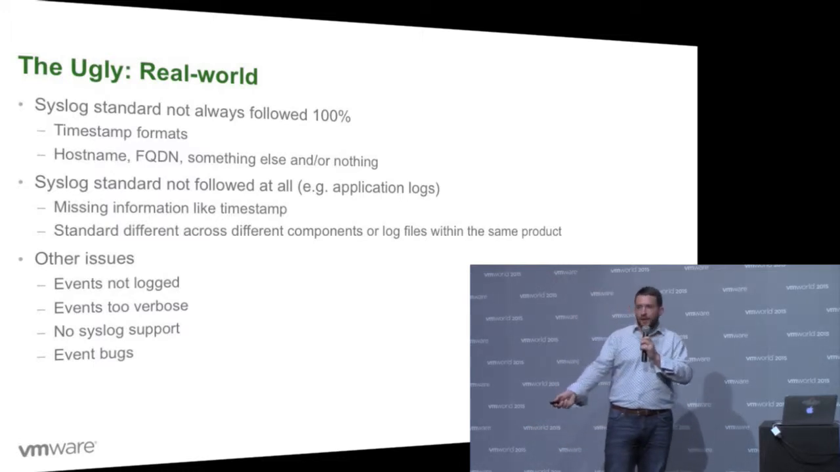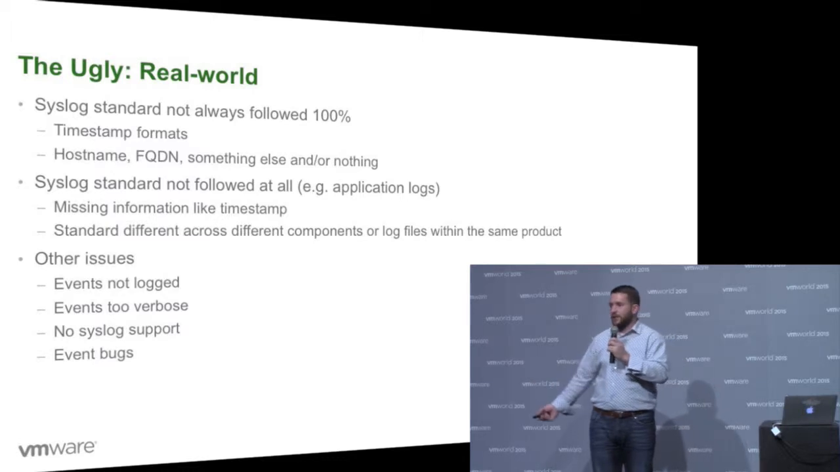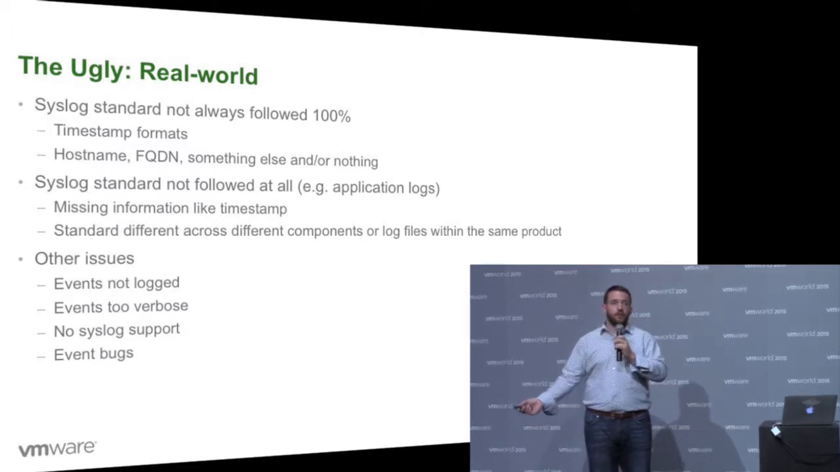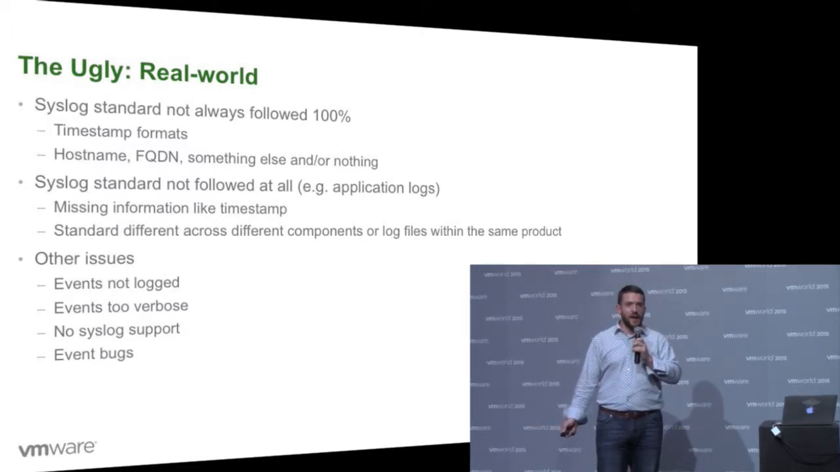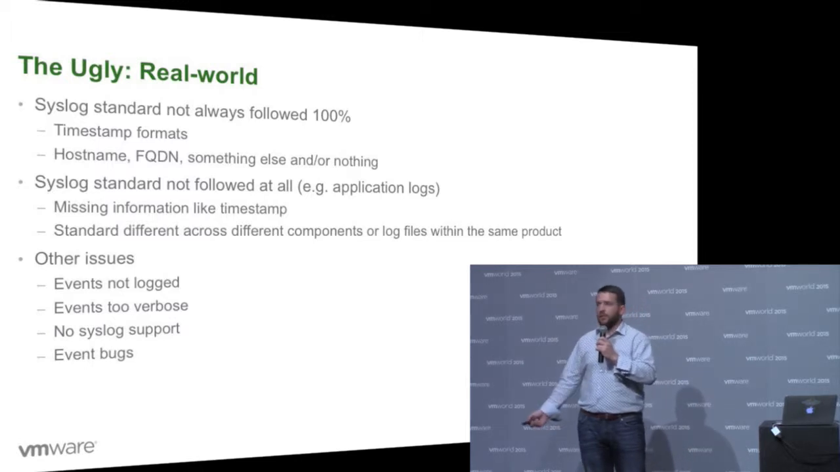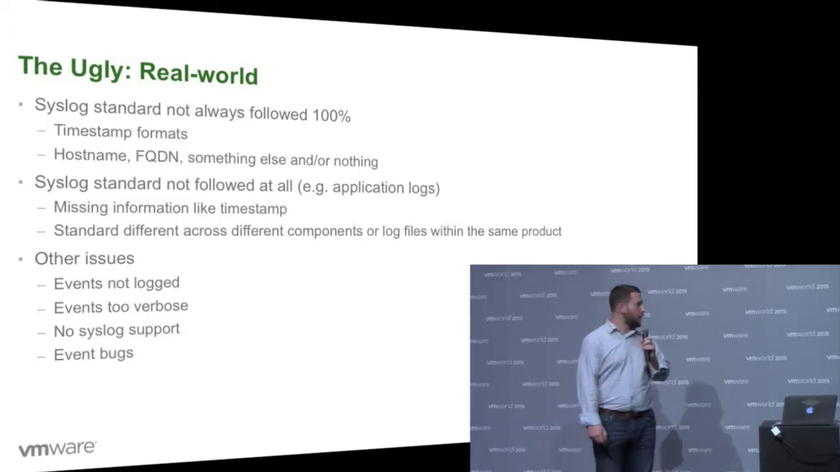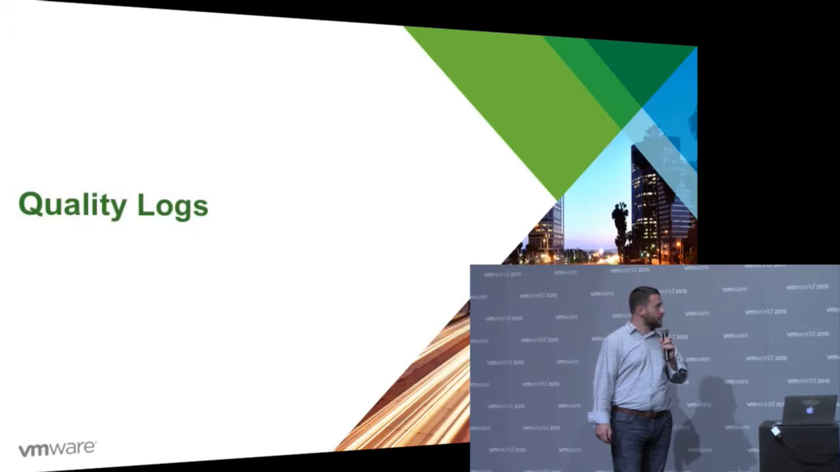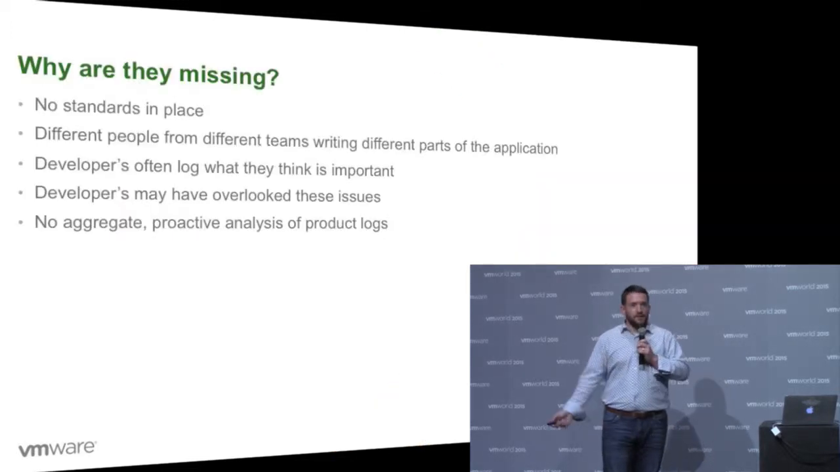Now, I'm picking on VMware here, but any application log is actually guilty of this. You'll see this across any product, whether it's OpenStack, whether it's physical, whether it's virtual, whether it's in the cloud, it doesn't matter. Okay, so let's talk about quality logs. Why are they missing pieces of information? Well, maybe someone didn't think about it.